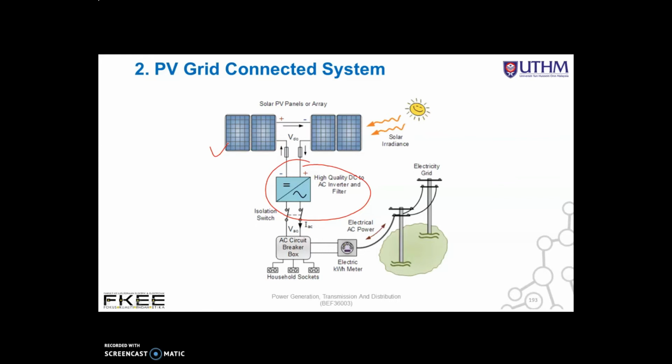In small systems, as they are installed in residential homes, the inverter is connected to the distribution board, from where the PV generated power is transferred into the electricity grid or to AC appliances in the house. You can see here household socket. This one is for your appliances. And this system does not require batteries since it is connected to the grid, which acts as a buffer. So you can see here it connects to the grid and also from the solar PV array.